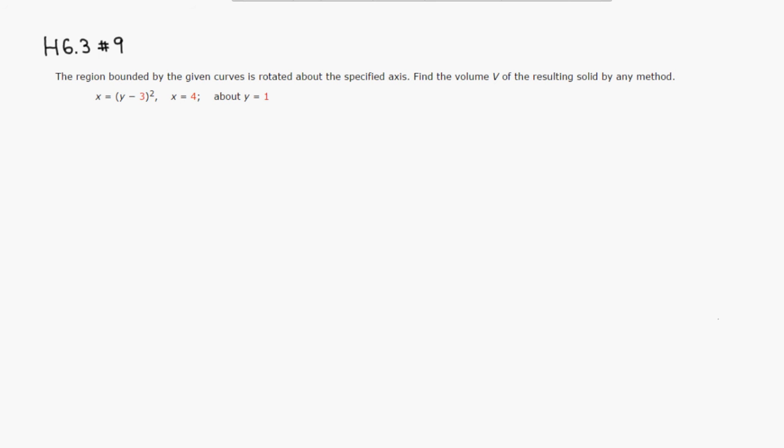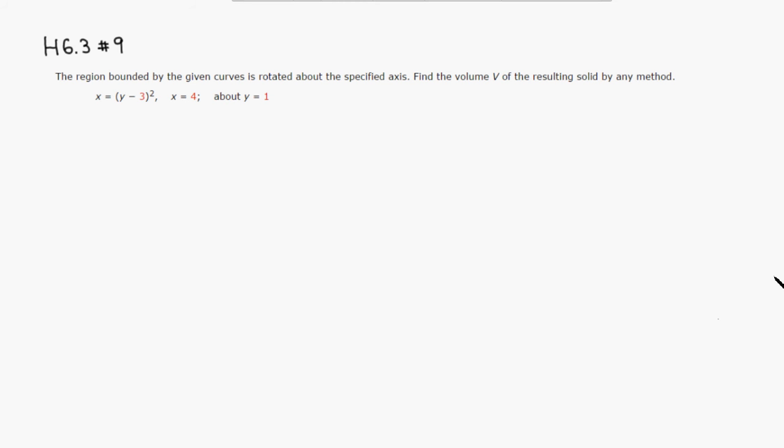All right, let's look at homework 6.3, problem number 9. We want to find the volume of the solid of revolution, and the region is bounded by x equals (y minus 3) squared, and x equals 4, and we rotate about y equals 1. All right, so let's do that.